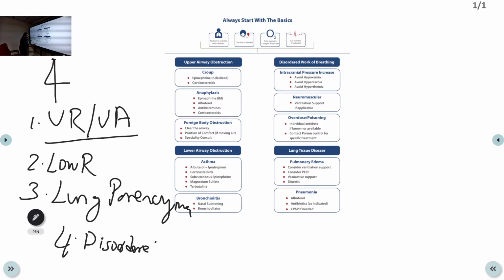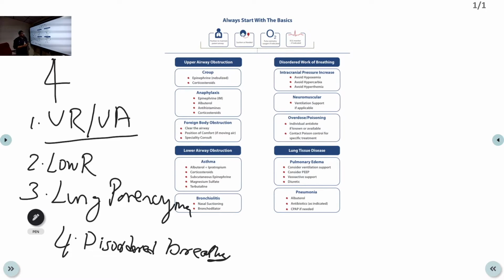So the breathing pattern of the child is not normal, but it might not be due to a lung issue. It is primarily due to some other problem. The breathing is affected, but primarily there is no lung issue. So that is disordered breathing pattern. Let's see what the common disorders in this area are.